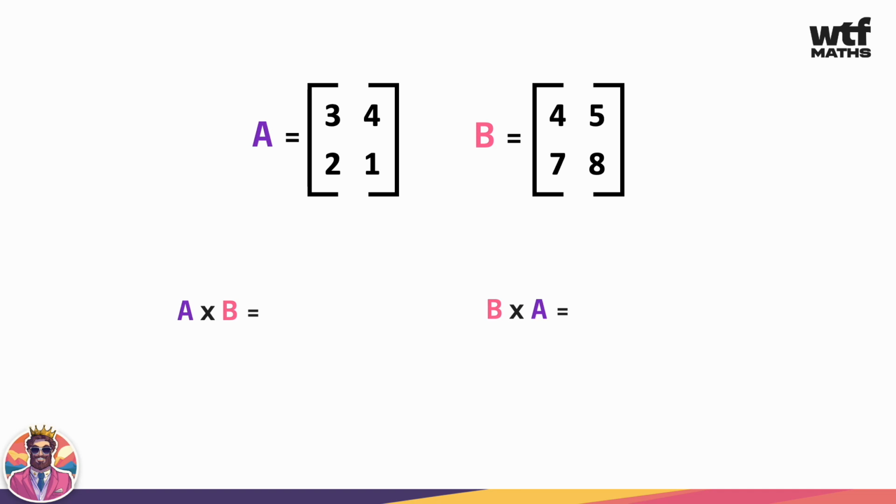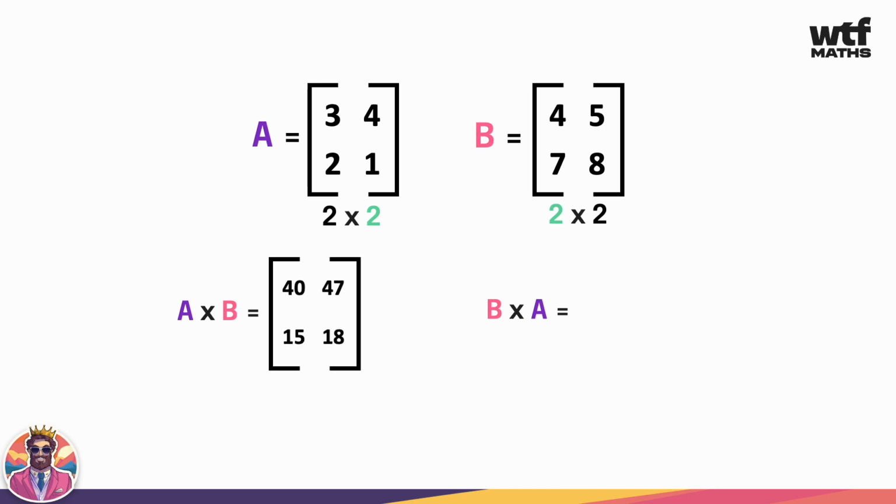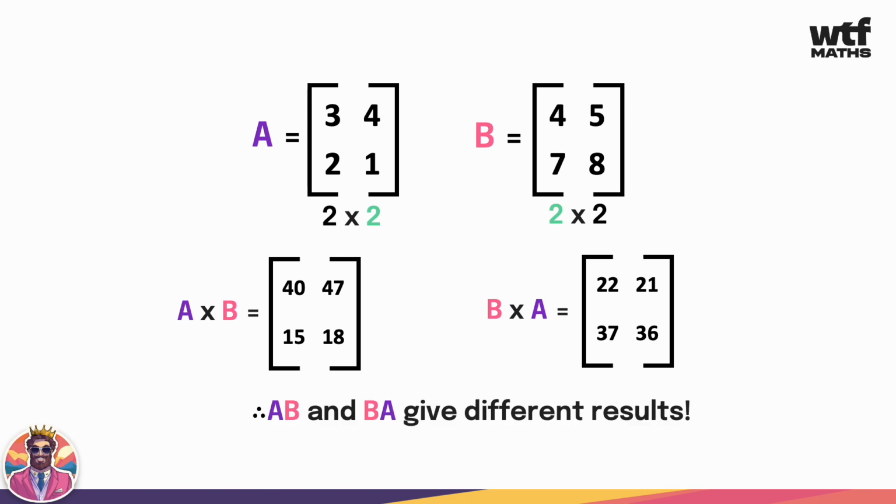I'm not going to show you how to multiply matrices in this video, but just watch what happens. If I multiply A by B, so this is a 2 by 2 with a 2 by 2, the result is this matrix here, 40, 47, 15, 18. If I decide to flip the order of the matrices, if I make B go first instead of A, I get this result here, 22, 21, 37, 36. So A times B and B times A give very different results.